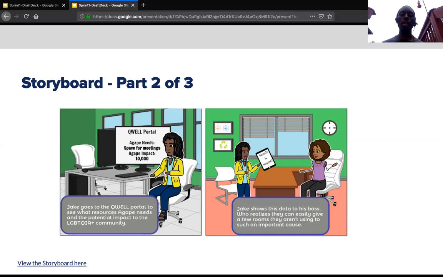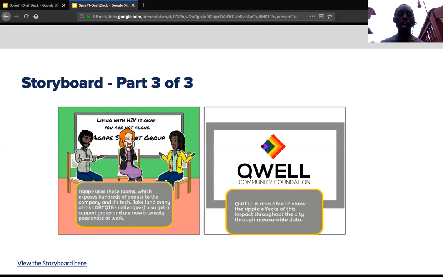And so he shows all of this to his manager, who then says, "Oh, this is actually a pretty easy decision. We don't have to go through the whole rigmarole of funding. So it just gives him some free room. We have plenty of space available." So happily, he invites the Agape group, the nonprofit, to do some of their meetings there. And so Jake finally feels more included. He feels very happy. He feels he has a connection with people, and is super loyal to the company.